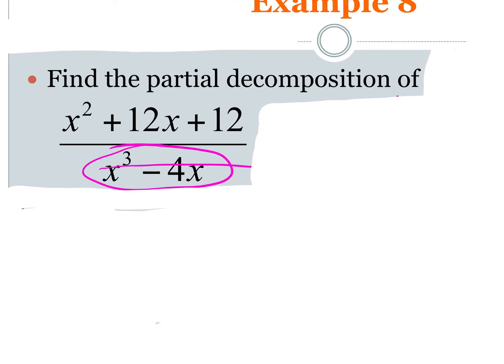So example 8, again, this one we actually have to solve. Find the partial fraction decomposition. So what do I have to do first? Factor the bottom. So how do I factor this? I can take out an x, and then I'm left with x squared minus 4. Can I factor x squared minus 4? Perfect. It's the difference of two squares, so it factors into x plus 2, x minus 2.